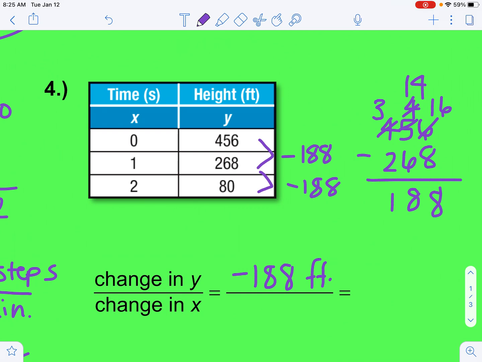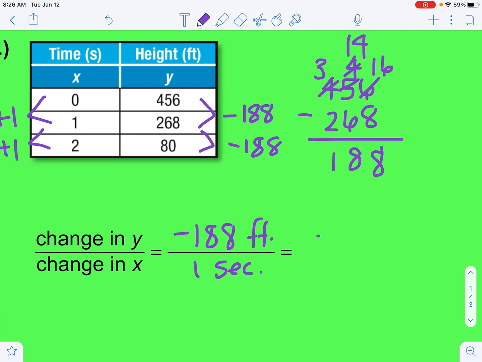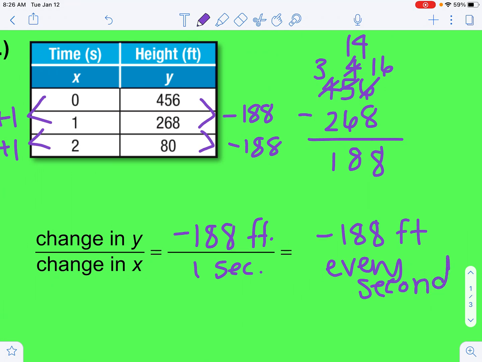Alright, now our change in x, from 0 to 1, we're adding 1. From 1 to 2, we're also adding 1. So our change in x is 1 second. Alright, so then to write this out as words, we are going down 188 feet every second, or per second.